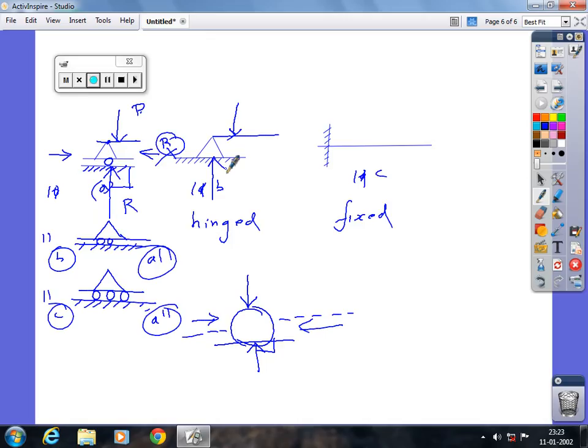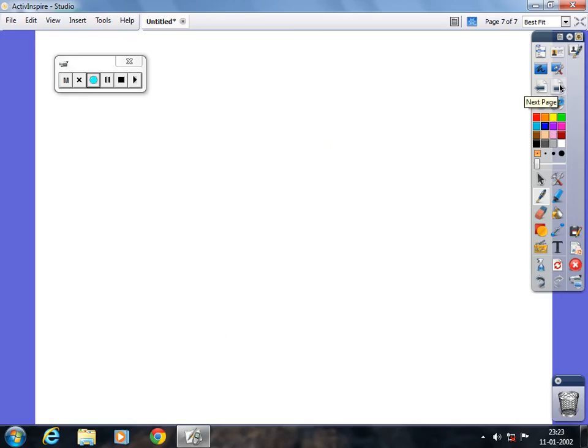And you can just write, fixed supports offer maximum free reactions. Okay, so now I'll just get into this concept of resolution of forces so that we can apply it to supports. Do you understand?